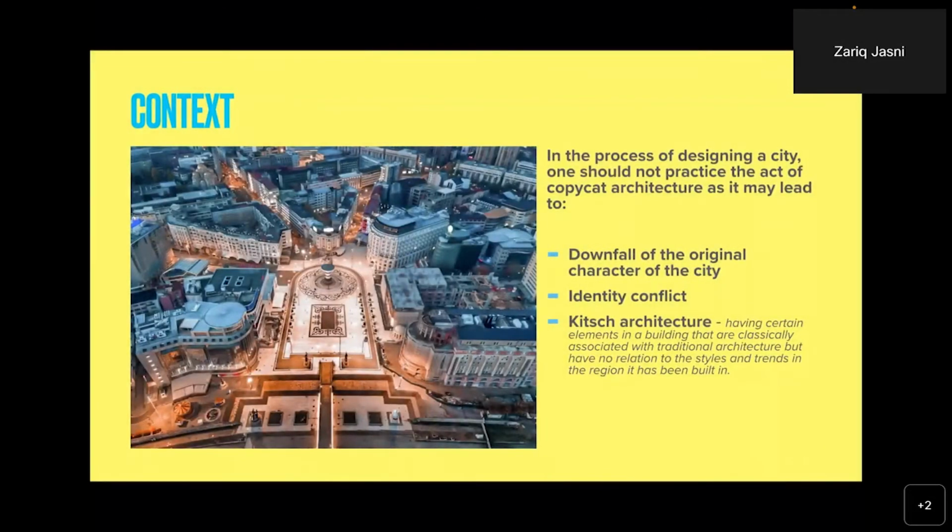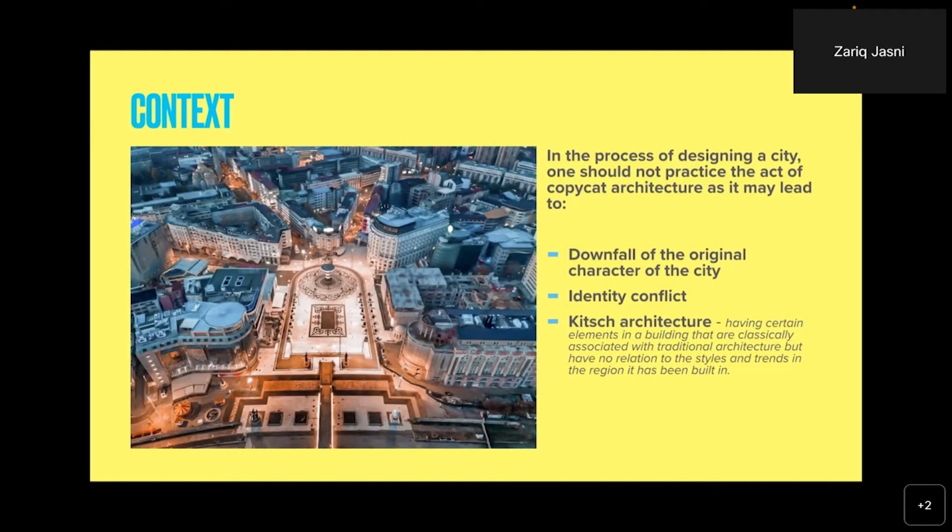The next point would be context. In the process of designing a city, one should not practice the act of copycat architecture, as it may lead to downfall of the original character of the city, identity conflict, and kitsch architecture. So when designing a square, it is important to take into account the surrounding elements, and the cultural and heritage values of a city.